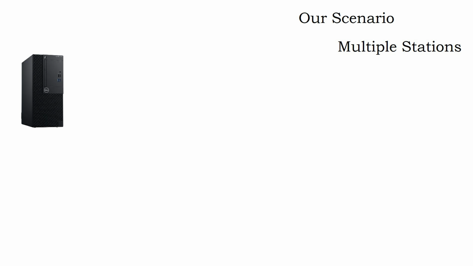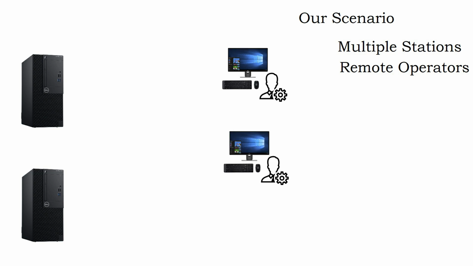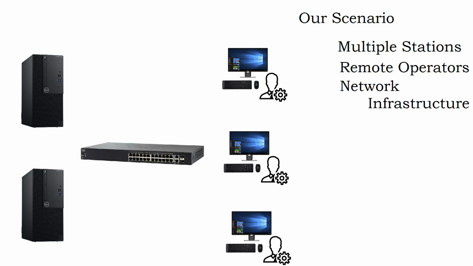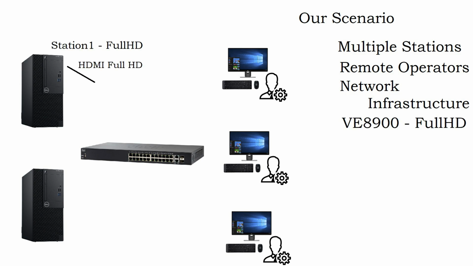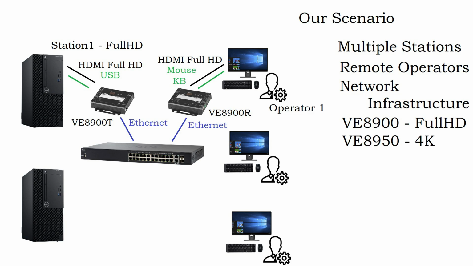Let's start by creating a scenario. In this scenario, we're going to have two transmitters, which means we're going to control two stations, and we're going to have three receivers, which means we're going to have three operators. Let's assume the first station, it's a full HD, so we need VA 8900. We connect the T to the station, and then we connect the R close to the operator. We're using the Ethernet network that we already have in our company.